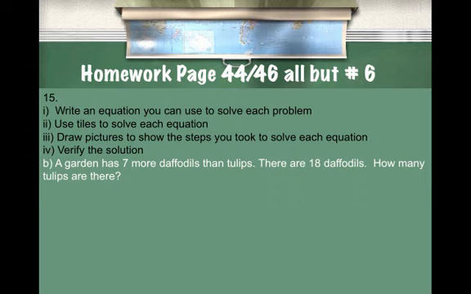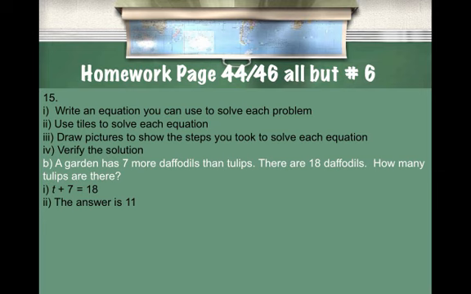Question B. A garden has 7 more daffodils than tulips. There are 18 daffodils. How many tulips are there? So in this case, 7 more is key. That's going to indicate it's an addition problem. So if we let t equal tulips, we have t plus 7 equals 18. If we had to solve it, we could figure out the answer is 11.